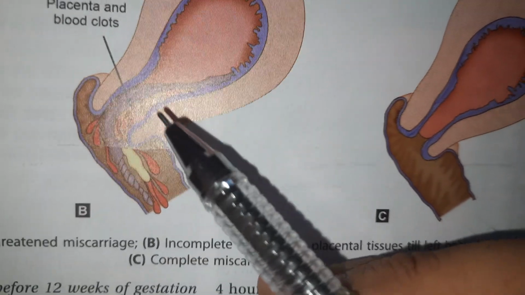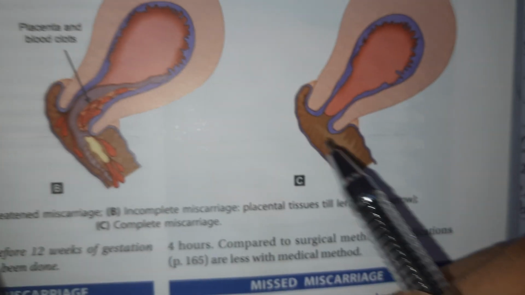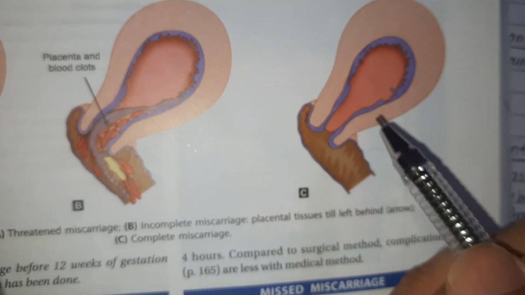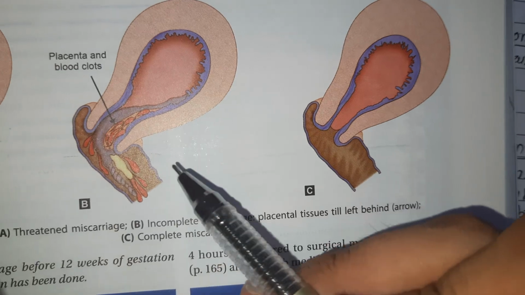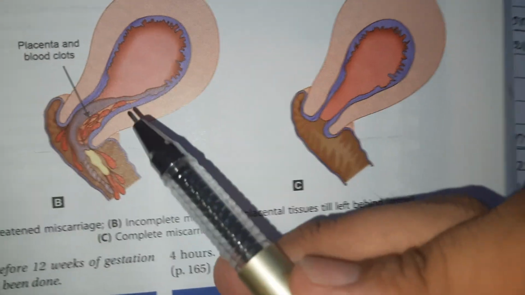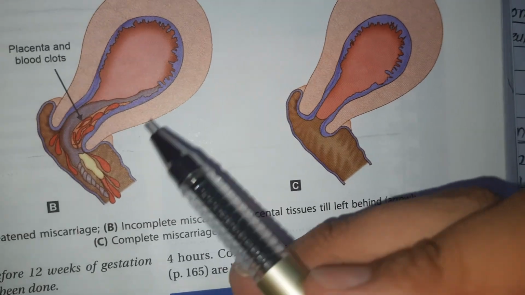There has been bleeding as well. In the complete miscarriage, the uterine cavity is empty, but in the incomplete miscarriage, some part of the abortus is still inside the uterine cavity.